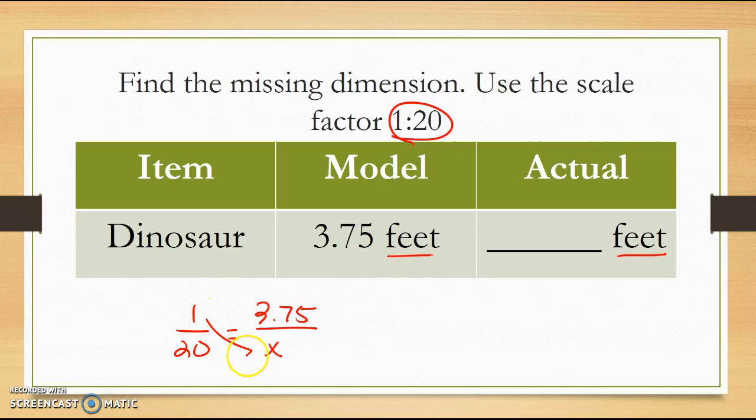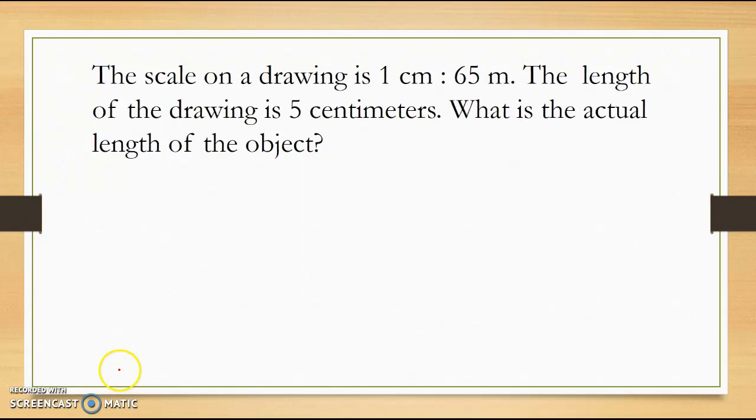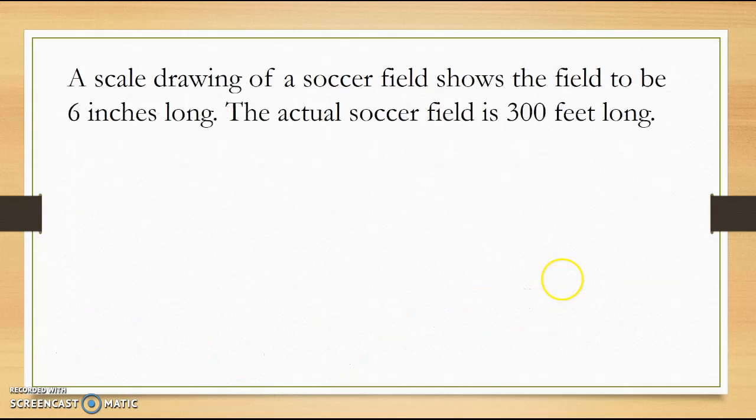So here we're going to do our cross products. We have 1 multiplied by x, which just gives us x, and then we need to multiply 3.75 by 20. And when we do that, we should get 7,500, but remember we have those two numbers behind our decimal. So we need to move it over once, twice. And when we do that, we get our x to equal 75, and our label is feet. So x is 75 feet.